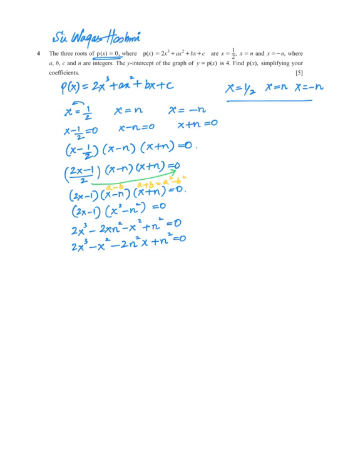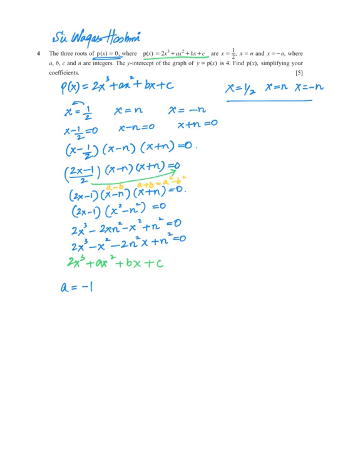If you compare it with the given equation, that is this one, right? So it's 2x cube plus ax square plus bx plus c. All right. So when you compare it, you have the value of a, and that is equal to minus 1 by comparing, right? a equals minus 1.